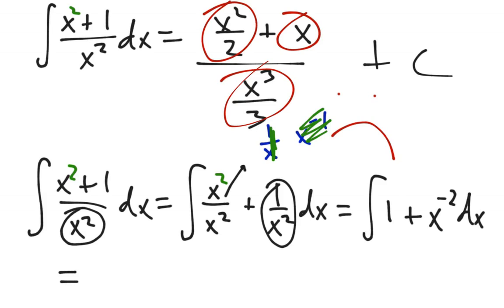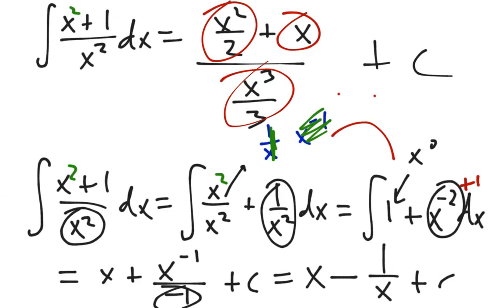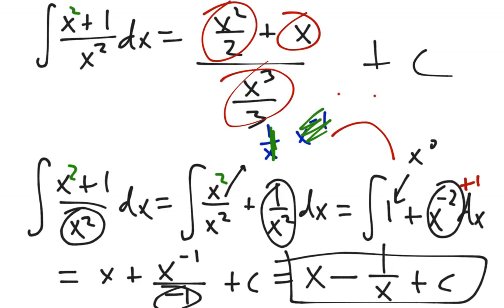Alright, well the integral of 1, I can really think of this as x to the 0, or I can say it's just x. So it's x, and then plus, alright, x to the negative 2. Let's use that reverse power rule. I add 1, so I have x to the negative 2 plus 1, which is negative 1, divided by the new power, that's easy, just divided by negative 1. I have my plus c, and I'm going to rewrite it so it's in a nicer format. It's x, that negative 1 gives me a minus, and then 1 over x plus c. And that is my antiderivative.